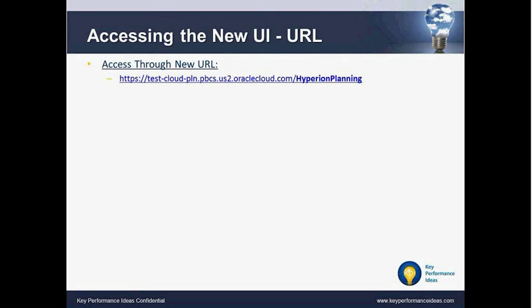So to access the new URL, it's the same as the old one, except instead of workspace at the end, you'll see you can have Hyperion Planning at the end. You can also access this directly from the workspace. There's a big button that says Simplified Interface. You just click on that, and it'll take you to the same URL.